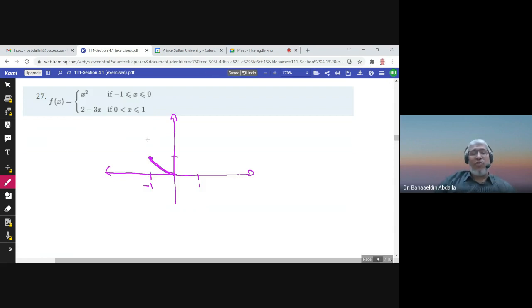Now from 0 to 1, we have a straight line. At 0, if we put x as 0, the straight line would be at 2, but there is no equality, so I leave this point open while this point is closed. At 1, if I put x as 1, 2 minus 3 is -1. So now this straight line passes by these 2 points.